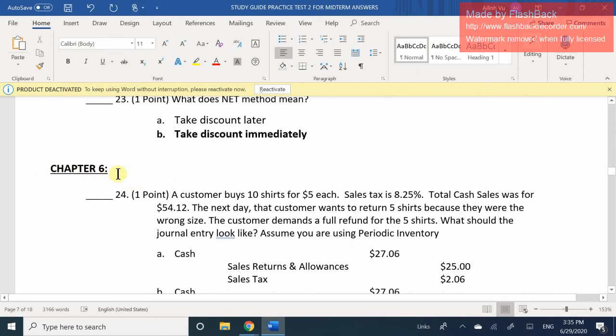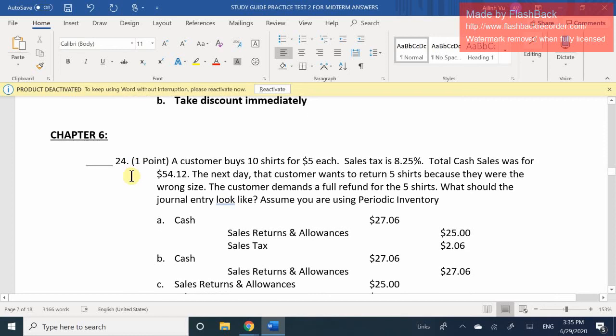So that was all of chapter 5 right there. Now we're moving on to chapter 6, dealing with sales for periodic sales. Number 24: a customer buys 10 shirts for $5 each. Sales tax is 8.25%. Total cash sales was $54.12. The next day, that customer wants to return 5 shirts because they were the wrong size.